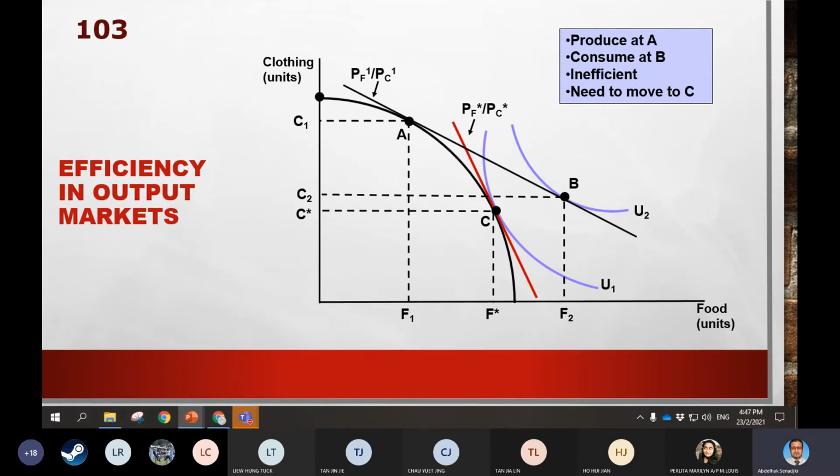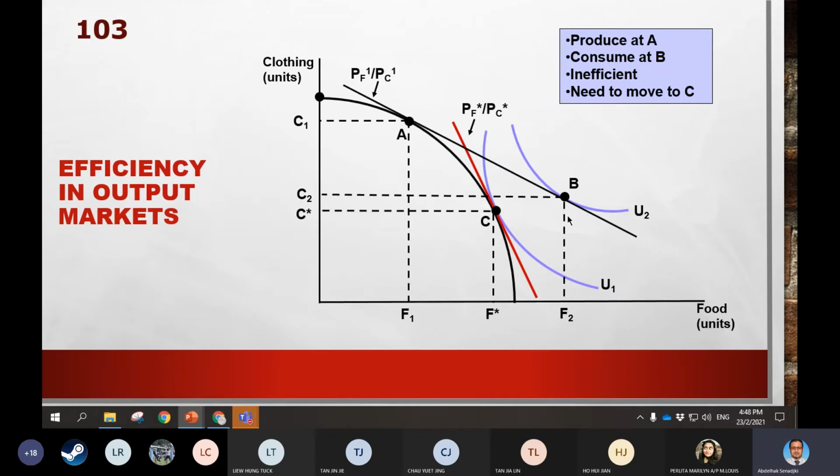So we say in equilibrium, there is no way to make a consumer better off without making another consumer worse off. Hence, this equilibrium is Pareto efficient, and the producers want to sell F star units of food and C star units of clothing. Consumers also want to buy the same amount of units, and we will have equilibrium where the marginal rate of transformation equals the marginal rate of substitution.